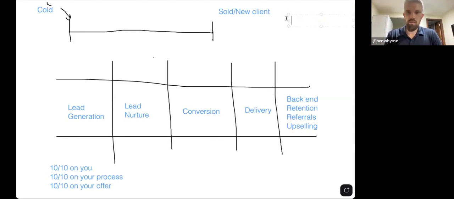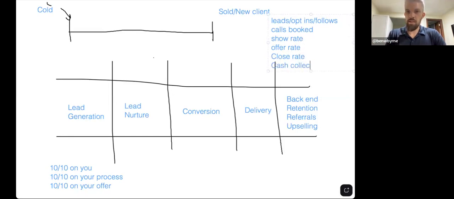Well, leads, which could be opt-ins or follows if you're running ads to follow you on Instagram, for example, which is very effective. Not the best metric. We have calls booked. Calls booked, show rate, offer rate, how many people get an offer if they jump on your call. Close rate. We have cash collected, revenue contracted.